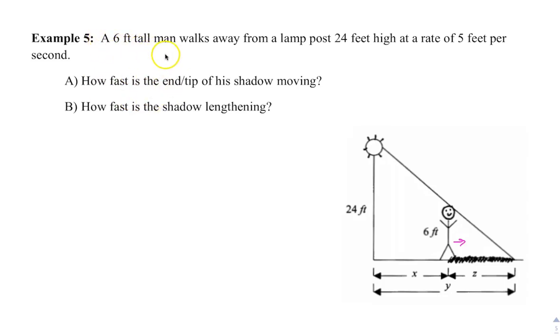A 6 feet tall man walks away from a lamppost at a rate of 5 feet per second. So let's talk about what that is. What is the rate that he's walking away from a lamppost? We have 3 different things out here: x, z, and y. Him walking away from the lamppost is x. The distance from him to the lamppost is x. The rate at which he's walking away from it is dx/dt.